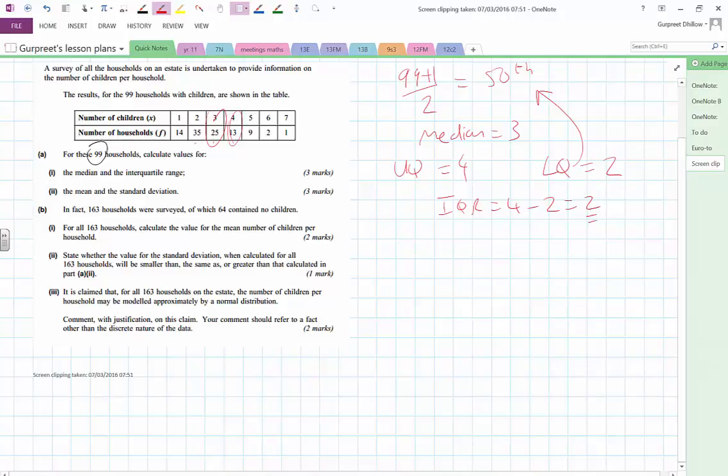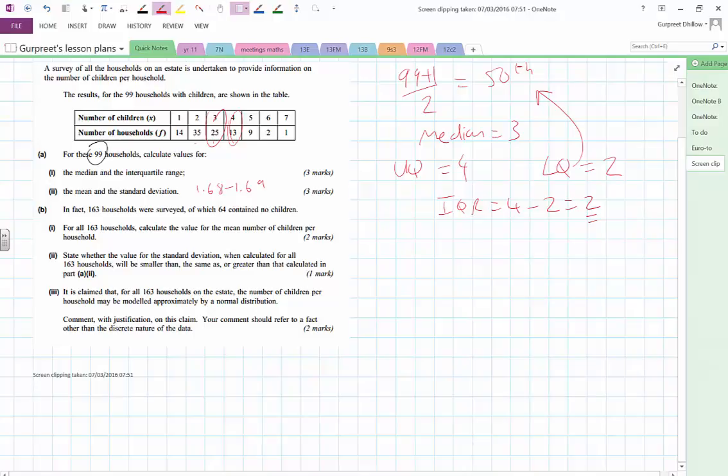Mean and standard deviation. I will be making another video soon about complete use of your calculator, but I've done one previously, and the mark scheme accepted any answer between 1.68 and 1.69, and that's just using your calculator effectively.